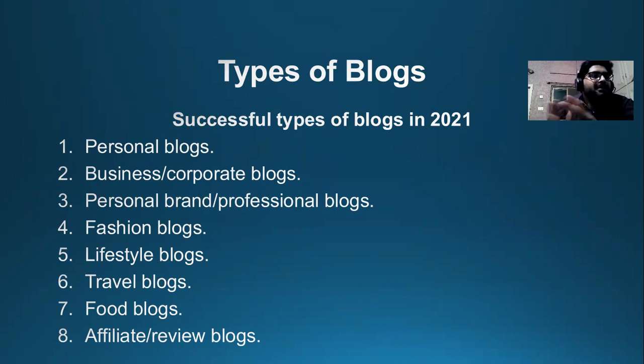What is happening in business, what is new in business, and that kind of stuff. Number 3, we have personal brand and professional blogs. If we have any kind of brand, for example, if we are selling shoes, then to increase your traffic, you can write a blog about your shoe brand, market it through social media, and convert your customers through the blogs. And at number 4, we have fashion blogs.